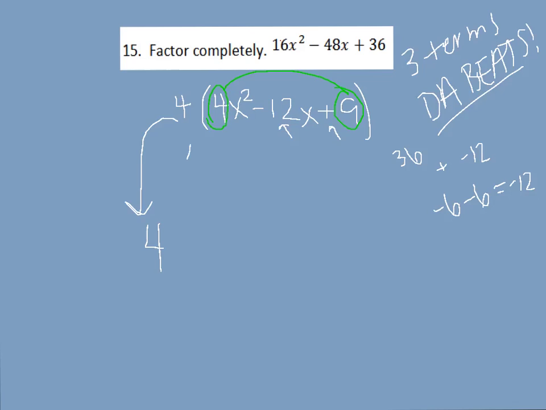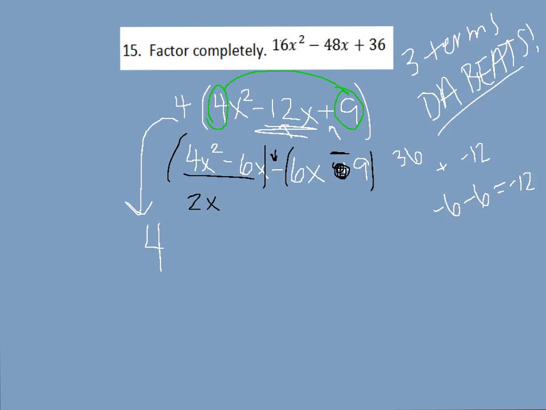Okay, so remember, we bring down our 4x squared, we bring down our plus 9, but then in the middle, we change this minus 12x to minus 6x minus 6x. And then we have to do our grouping. So I group up my first 2 things, my last 2 things. Because this is a minus, I change this sign to a minus. And I look for my GCF. My GCF in the first thing here is 2x, which leaves me with 2x minus 3.